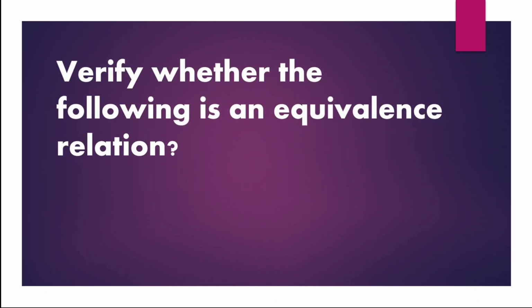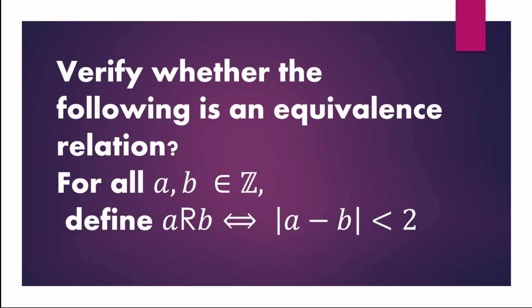We should look into a problem now. Verify whether the following is an equivalence relation. The relation given here is for all a, b in Z, that is the set of all integers, define a R b if and only if modulus of a minus b is strictly less than 2. Modulus of a minus b stands for the distance between two numbers on the real line.